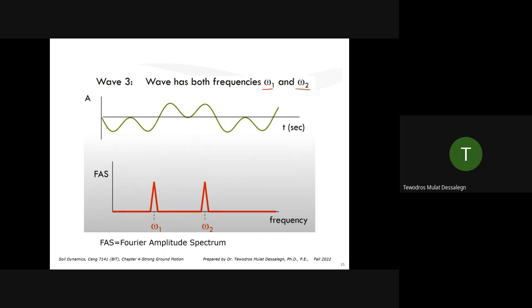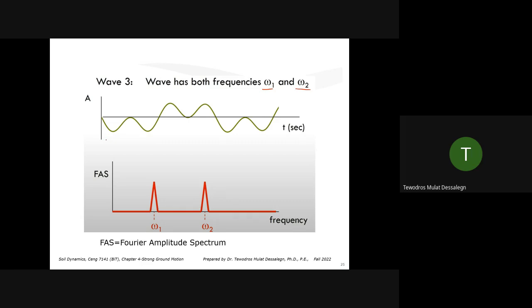It looks a little bit irregular, right? But all we did is just combine the two acceleration time history motions. So now, with omega 1 and omega 2, you have two frequencies. So in the Fourier plot, there are just 2 points. It goes on the same way.